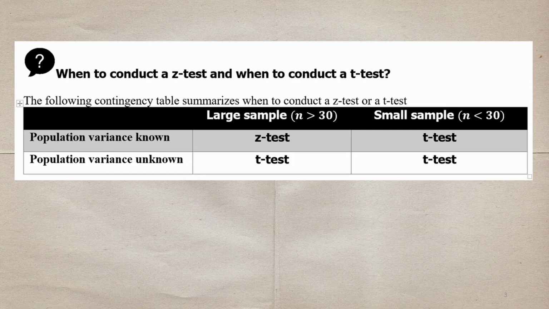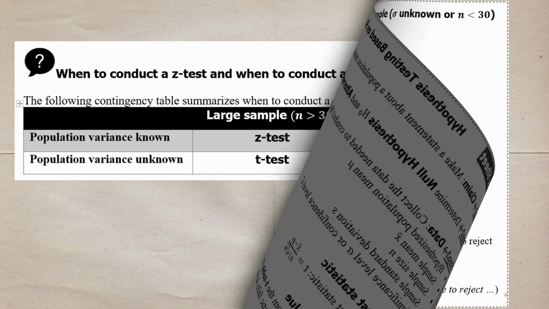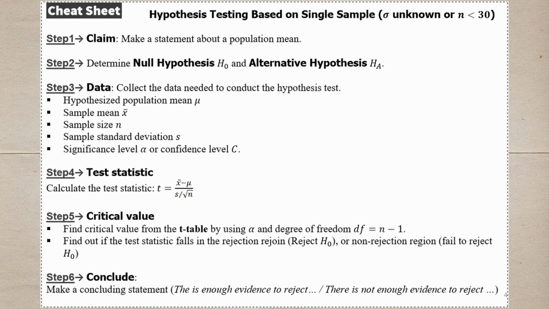When is it appropriate to use the z-test, and when is it appropriate to use the t-test? This table summarizes the answer to this question. Use z-test in hypothesis testing only when the population variance is known and you have a large sample size, meaning that n is more than 30. Otherwise, use the t-test.